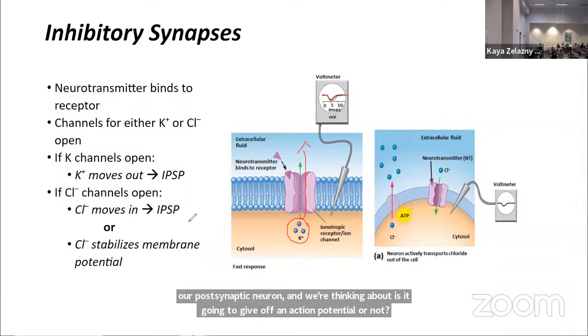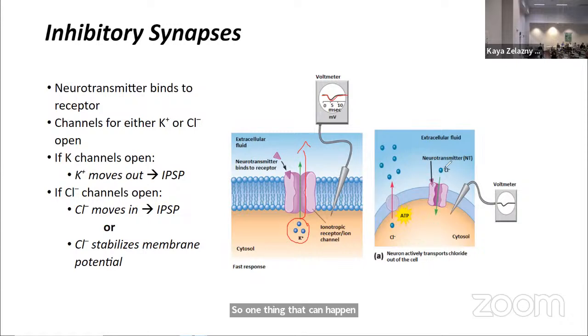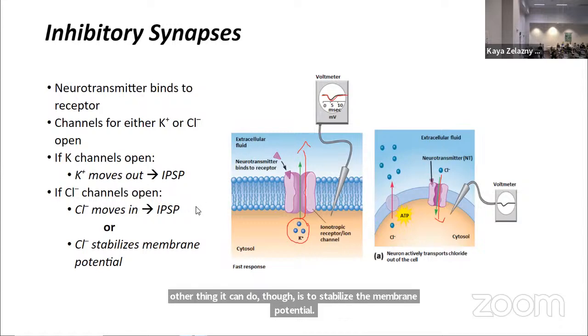So for our chloride channels, the situation is a little more complicated. So one thing that can happen if you open a chloride channel is that the chloride can just directly move in. That version is pretty simple, right? So chloride is an anion, it's negative, that negative charge makes the cell more negative, kind of hyperpolarizing it. So inhibiting our postsynaptic neuron, so inhibitory postsynaptic potential. The other thing it can do, though, is to stabilize the membrane potential. So that's a little more complicated.